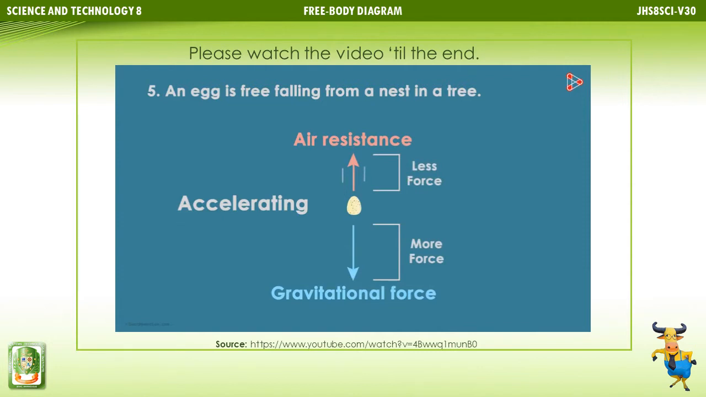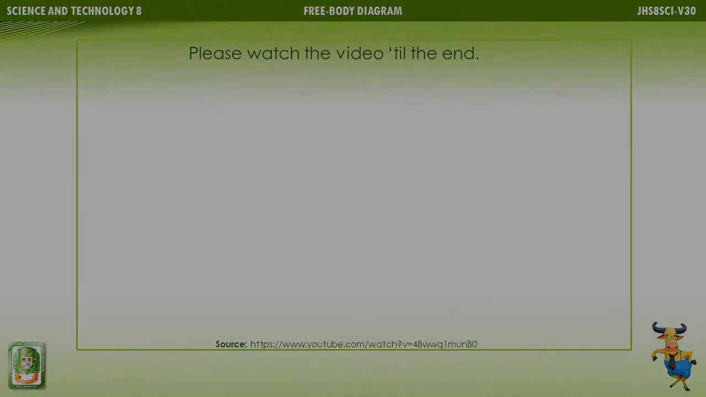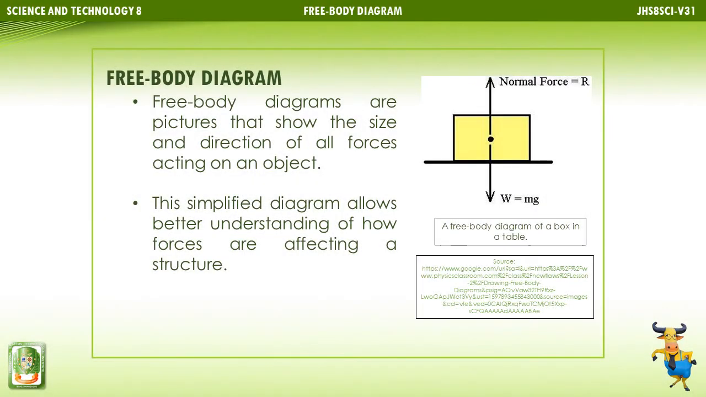With this, you've understood the basics of forces. Free body diagrams are pictures that show the size and direction of all forces acting on an object. This simplified diagram allows better understanding of how forces are affecting a structure.